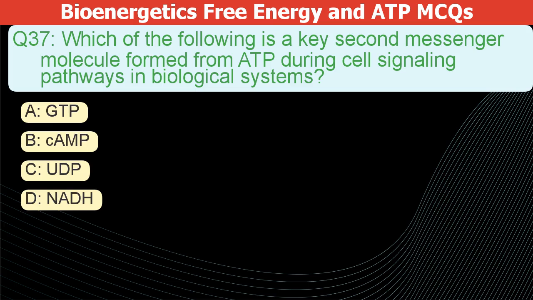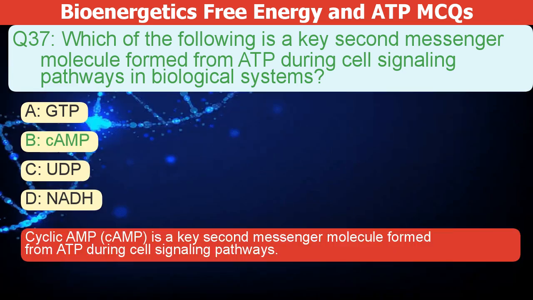Which of the following is a key second messenger molecule formed from ATP during cell signaling pathways in biological systems? A. GTP. B. cAMP. C. UDP. D. NAD. The correct answer is B. Cyclic AMP or cAMP is a key second messenger molecule formed from ATP during cell signaling pathways.